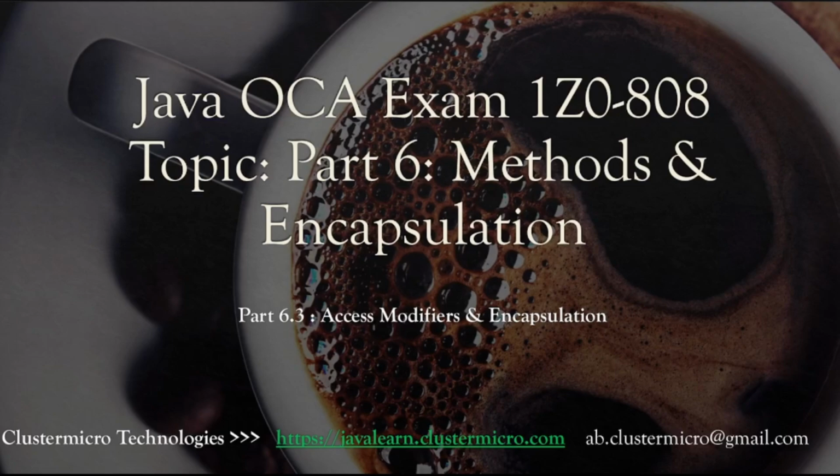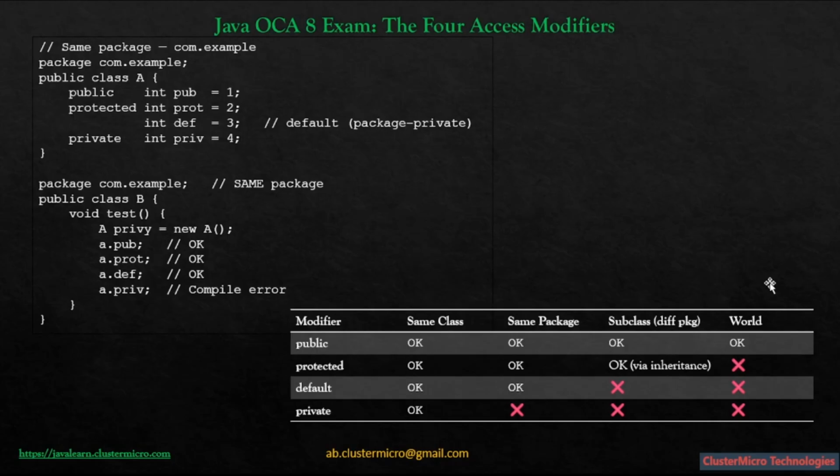Okay, so today we are going to discuss part 6.3, access modifiers and encapsulation. Java provides 4 levels of access control and all 4 are tested in the OCA exam. Public is the most permissive level. A public member can be accessed from anywhere in the application regardless of package.